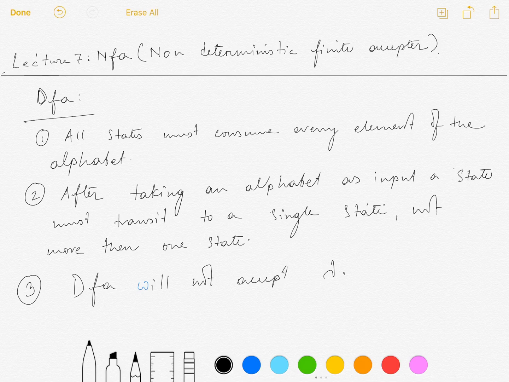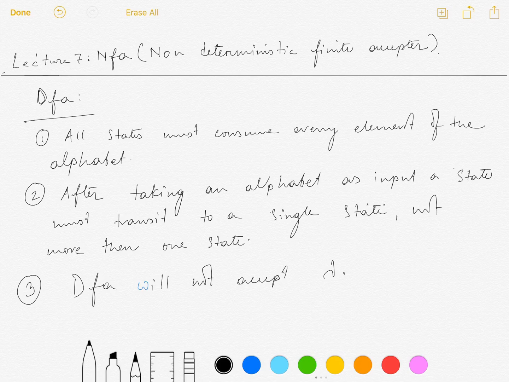So, these 3 properties that DFA must maintain: first, each state must consume every element of the alphabet that is mentioned for that machine. Next, after taking an alphabet as input, a state must transit to a single state, not more than one state, and DFA will not accept lambda.